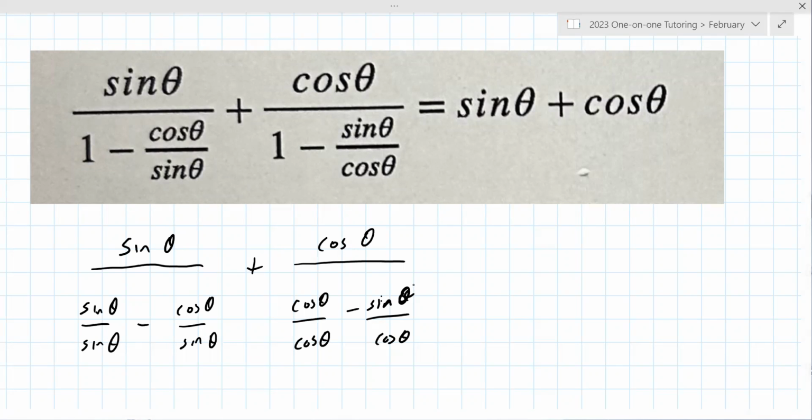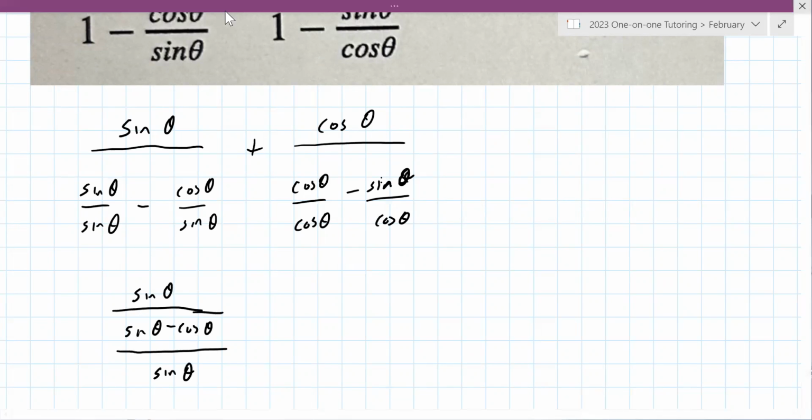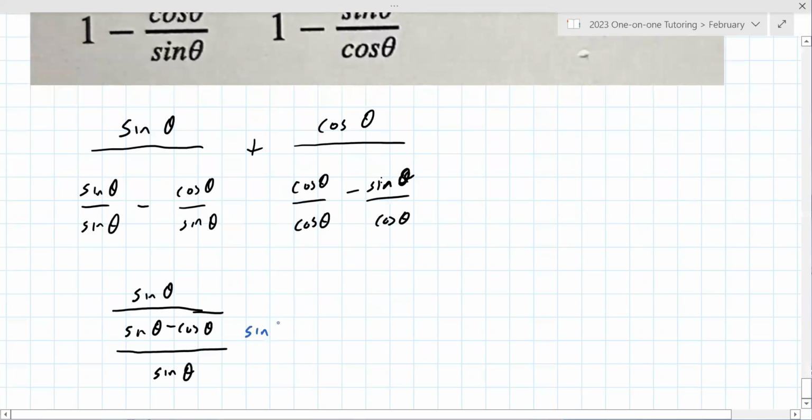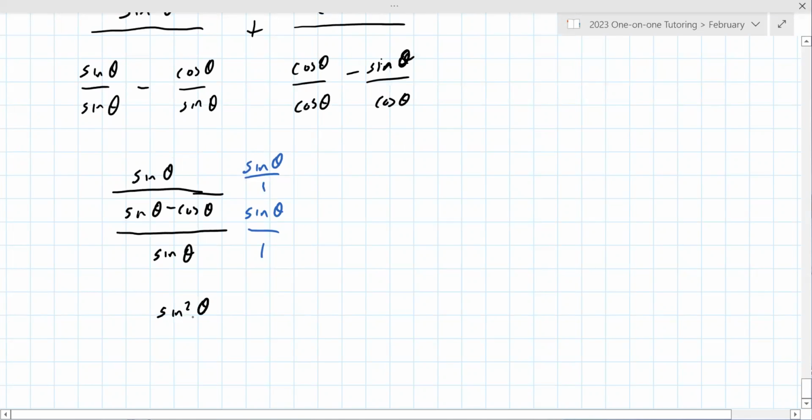What to do from here? Use the common denominator. So it's going to be sine theta over sine theta minus cosine theta over sine theta. Now, what I want you to do from here is see that we really need to clear out that sine theta. So we're going to multiply the top and bottom by sine theta over 1, and that becomes sine squared theta over sine theta minus cosine theta on the bottom.